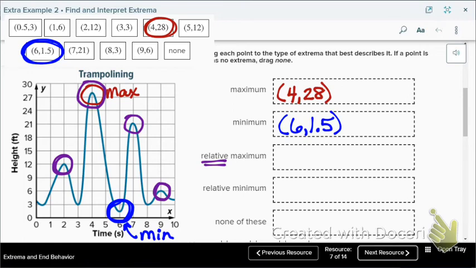Let's name those ordered pairs for our relative maximums. We've got 2 what? 212. All right, so we've used this one. We know 428.